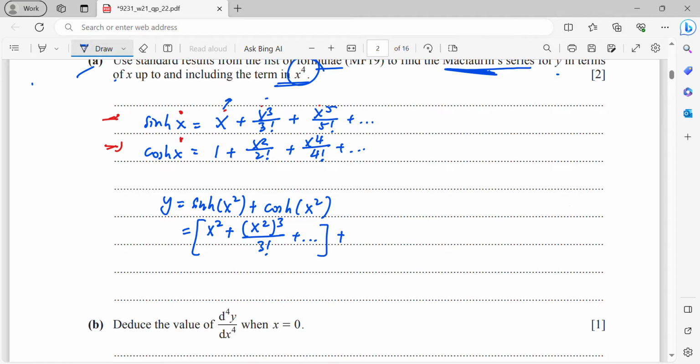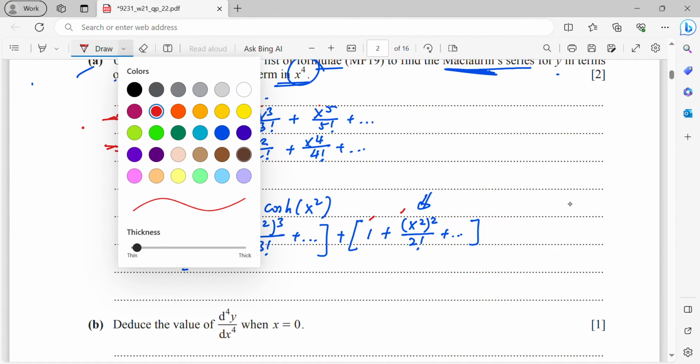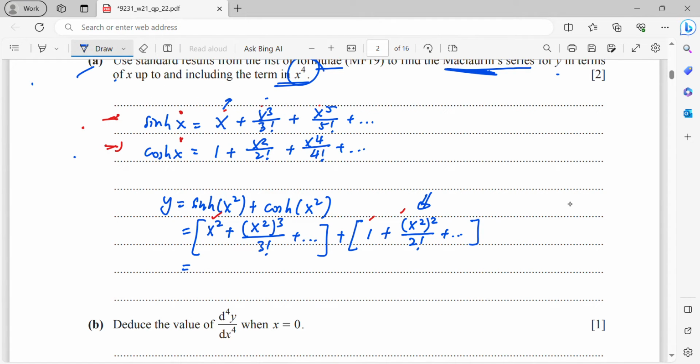Then plus for the cos, I will replace it by 1 plus, replacing the x by x squared, then squared outside over 2 factorial. If you are aware that this is already x to the power 4, so I can ignore the next term. Alright, so from here, when you simplify, basically we are just referring to the first term in the first bracket and these two terms in the second bracket. When you simplify all these three terms, it will be 1 plus x squared plus x to the power 4 over 2. This will be the Maclaurin series of y.